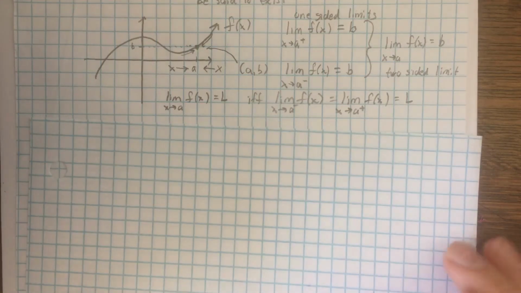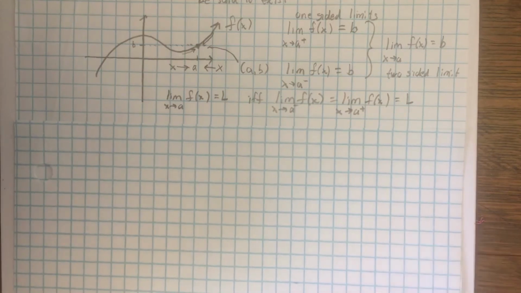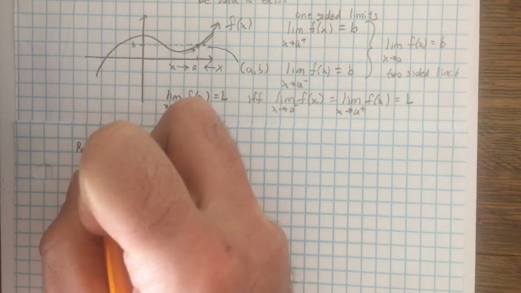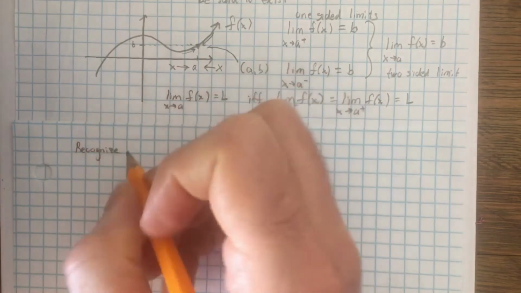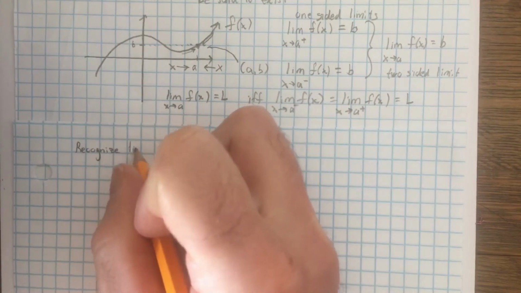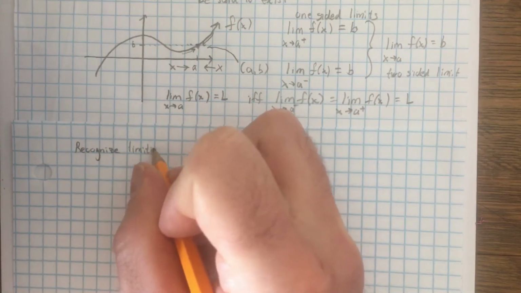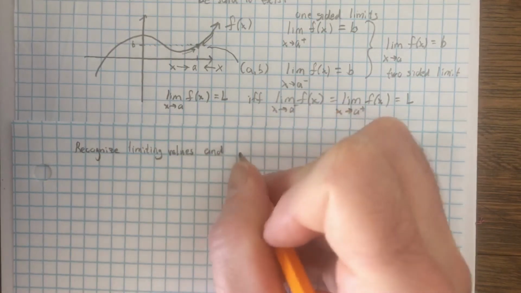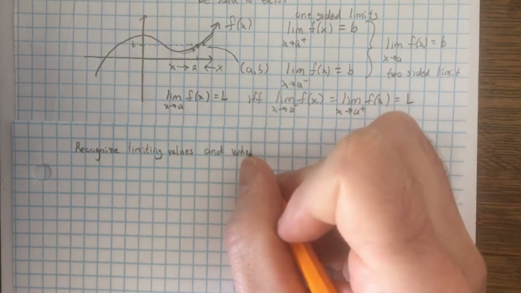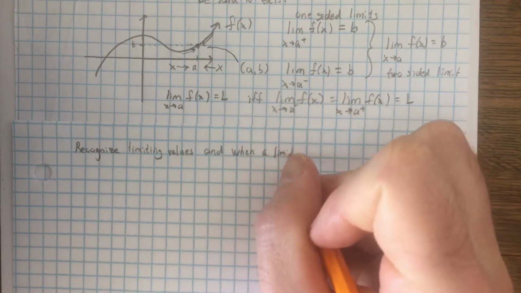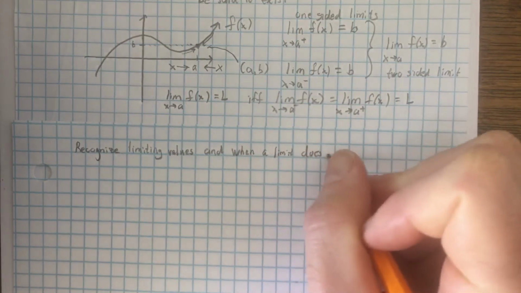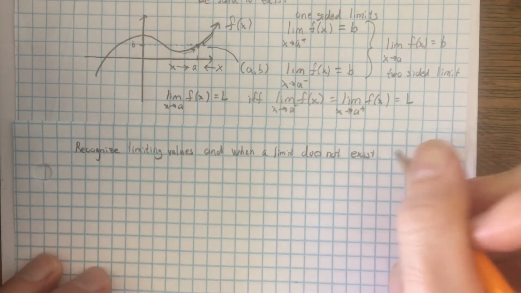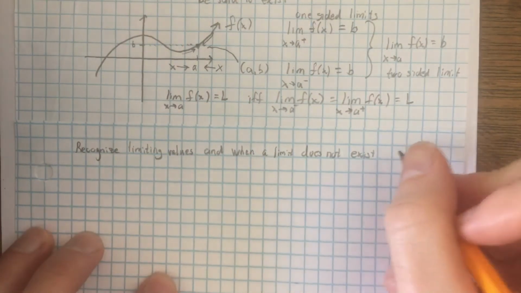Continuing with this theme, let's see if we can recognize when limits exist, right? Recognize limit values, and when they don't exist. Not exist. And this will be from a graphical approach.